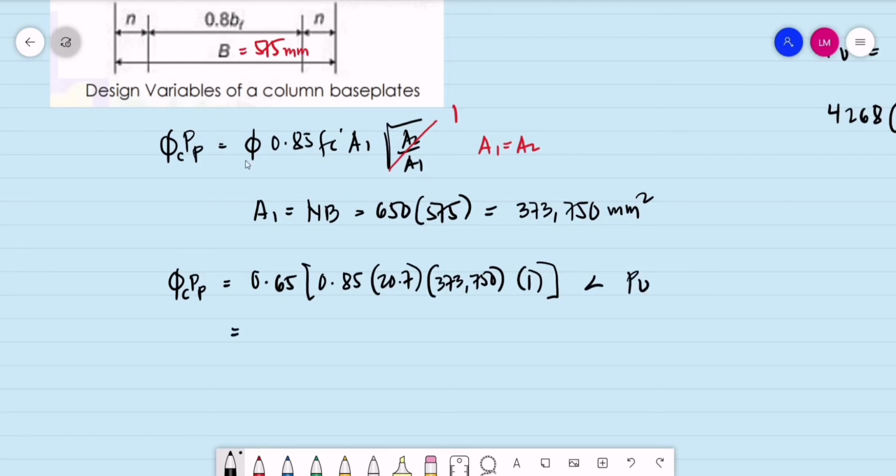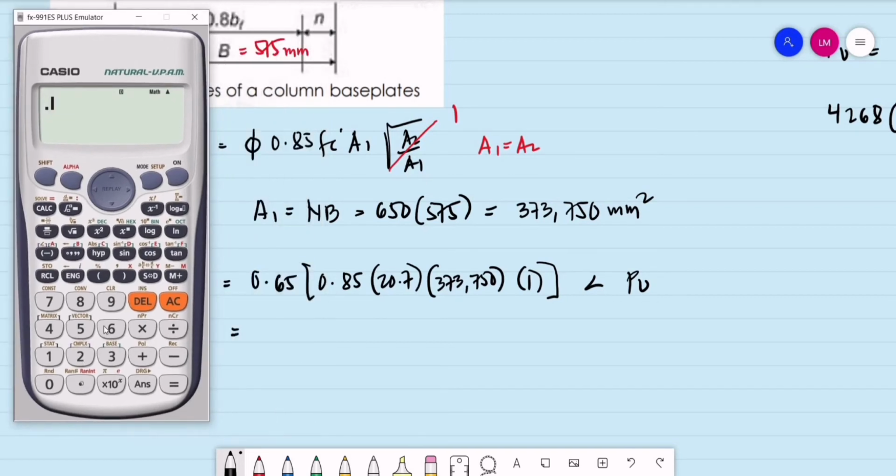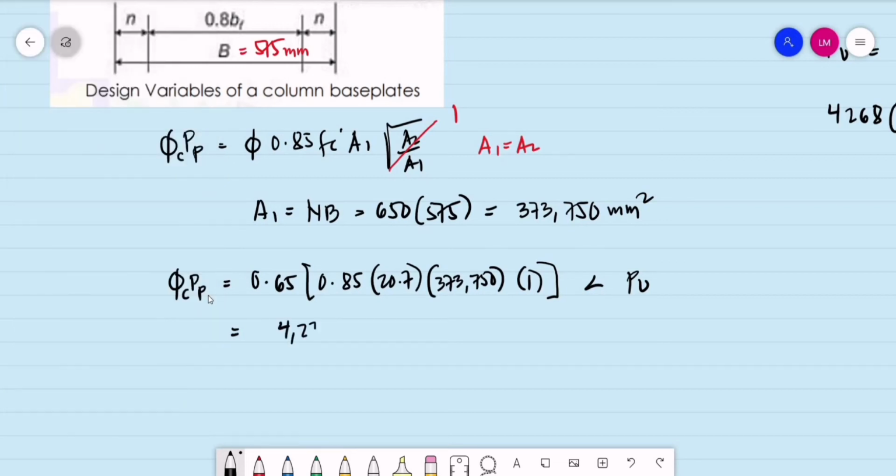So this value is now equal to 0.65 multiplied by 0.85, then 20.7, then 373,750. The resulting value is in newtons, so we are to divide this by 1,000 newtons. So we have that as 4,274.49 kilonewtons. By the way, this is just a correction: it should be greater than.